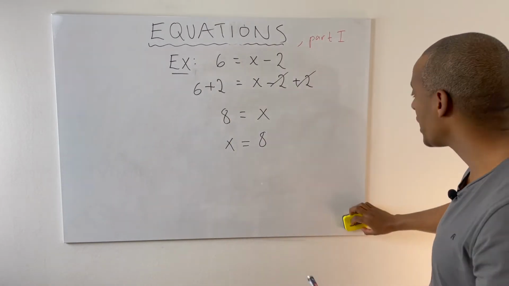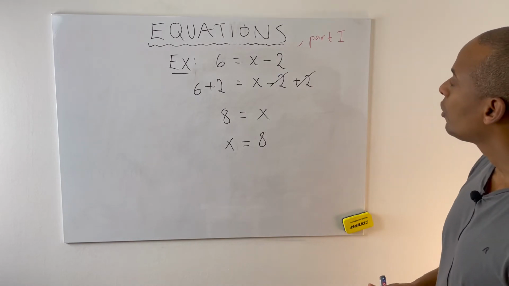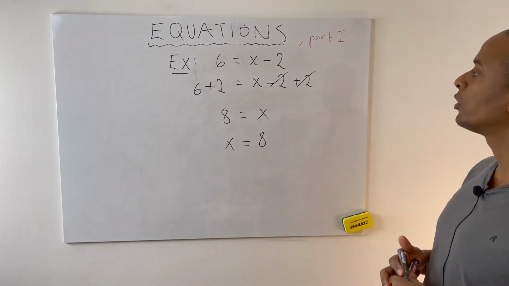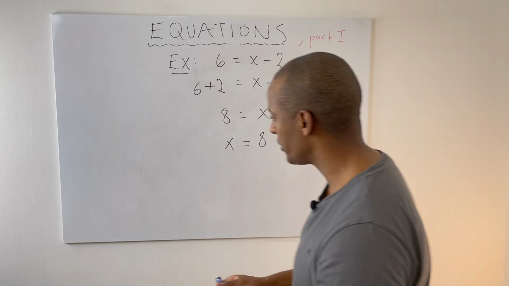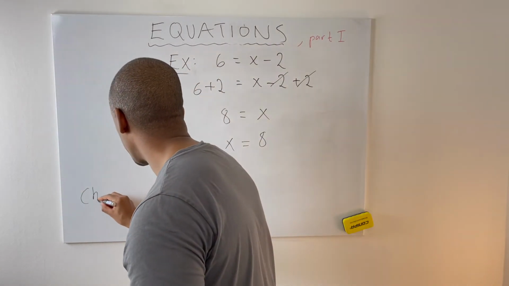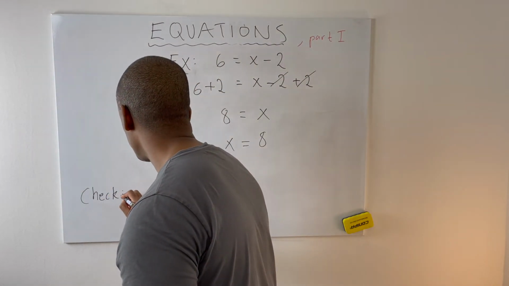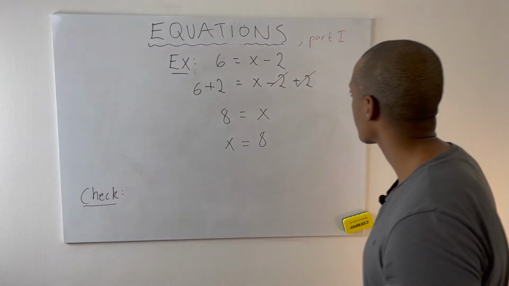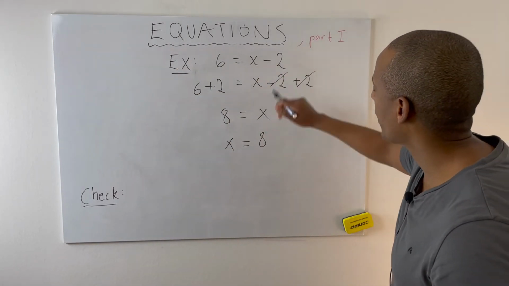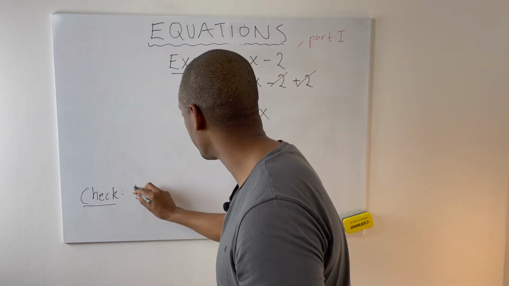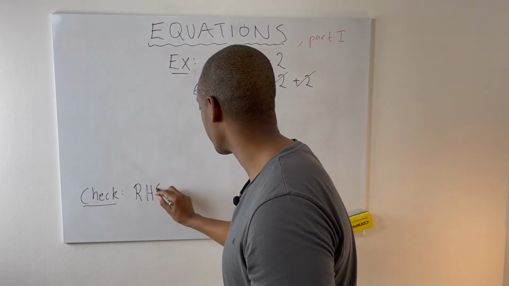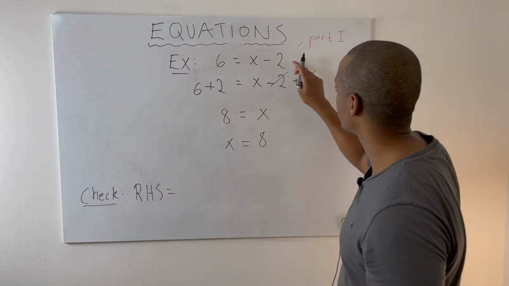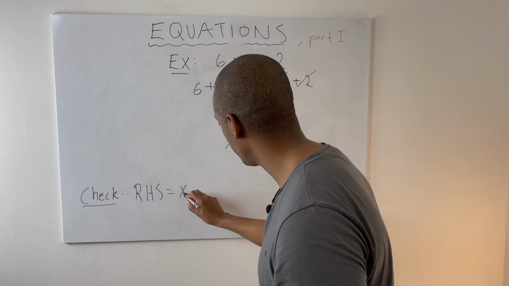Now I want to show you guys another trick. We can check whether our solution is correct. And this is how we do it. This is how we check our solution, right? Let's look at the right-hand side. On the right-hand side of the equation, it was equal to x minus 2, right? X minus 2.